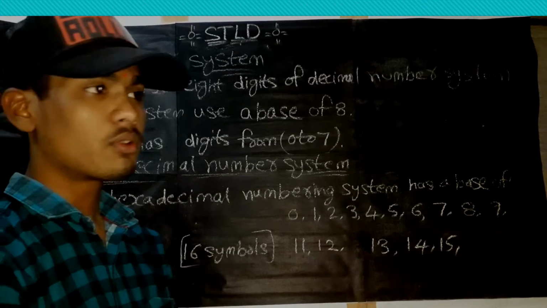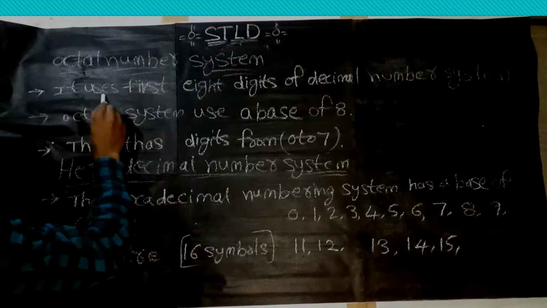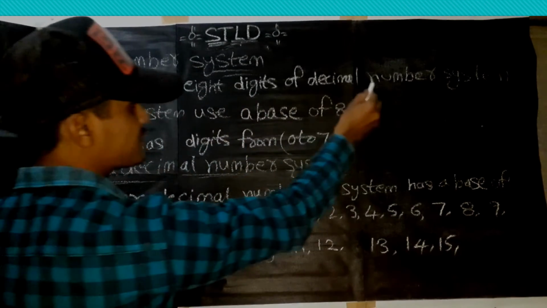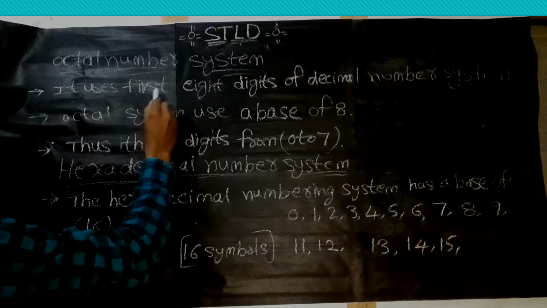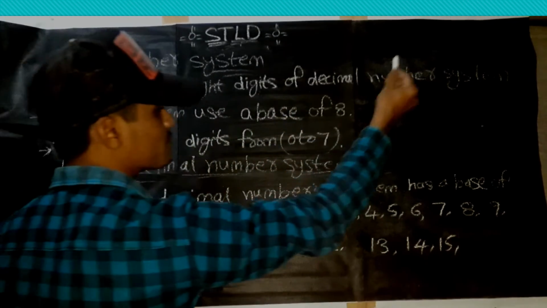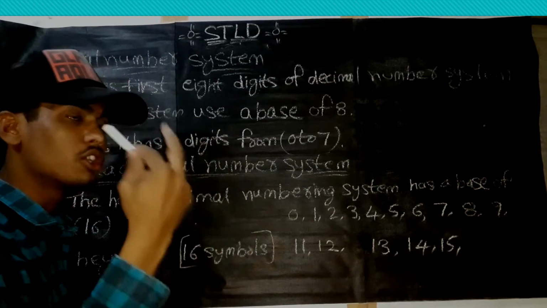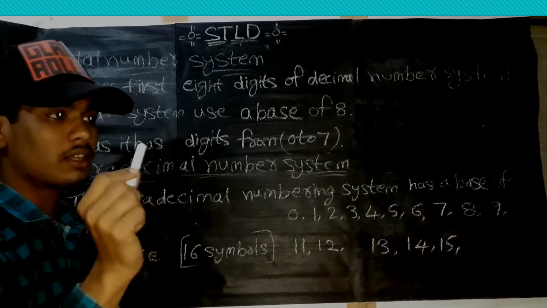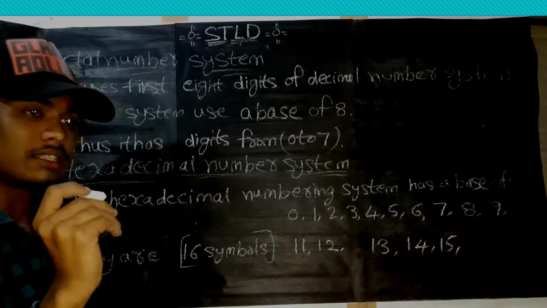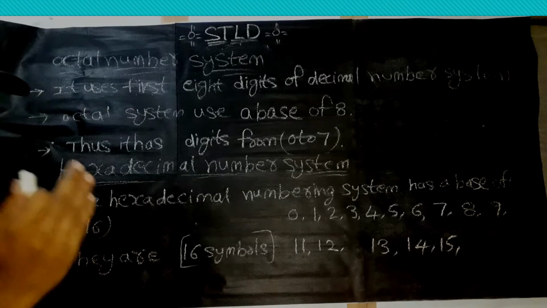Now we discuss the octal number system. The octal number system uses the first 8 digits of the decimal number system. In the decimal number system there are 10 digits: 0, 1, 2, 3, 4, 5, 6, 7, 8, 9. Of these 10 digits, the last 2 digits are left out.